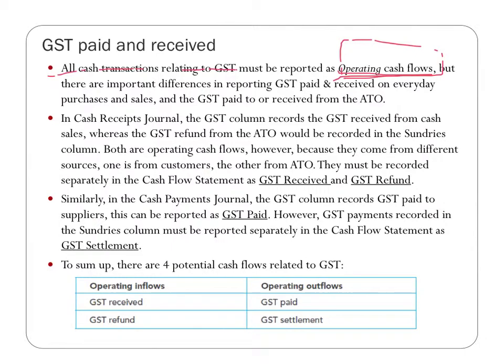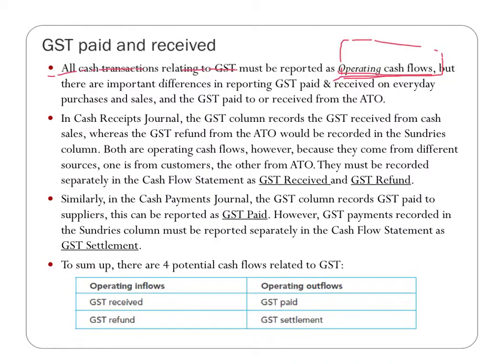But there are important differences in reporting GST paid and received on everyday purchases and sales, and GST paid to or received from the ATO. In the cash receipts journal, the GST column reports the GST received from cash sales, whereas a GST refund from the ATO, because it's infrequent, would be recorded in the sundries column. Both are operating cash flows.